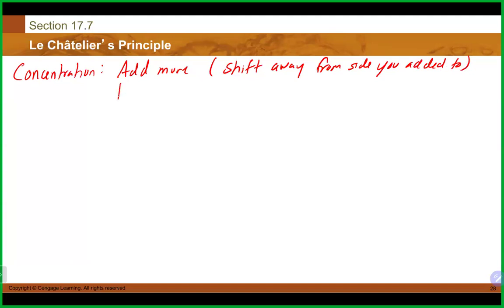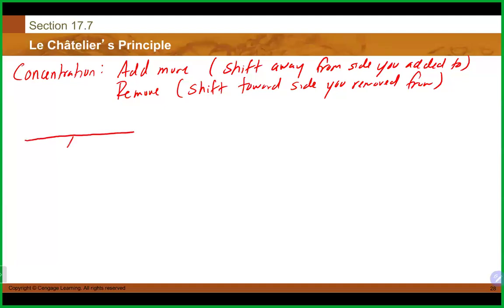The other thing you could do is remove. When you remove, it will actually shift towards the side you removed it from. So if you remove reactants, it will go towards the reactants. If you remove products, it will go towards the products. So the idea is sort of this deal. I don't recall if I drew stick figures or not, but we'll redraw them here.